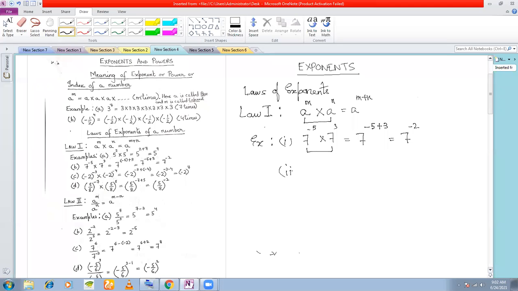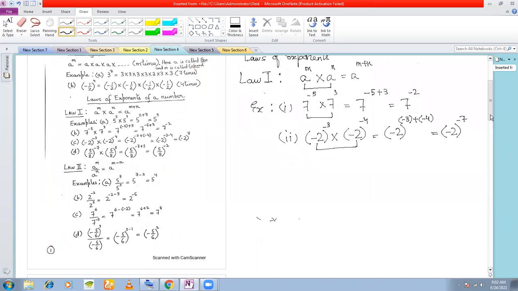I can have a second example here. -2 to the power of -3 into -2 to the power of -4. See that the bases are the same, -2. So I can write this as -2 and add up the powers. So I have -3 plus -4, so you get -2 to the power of -7. That is how you apply this.